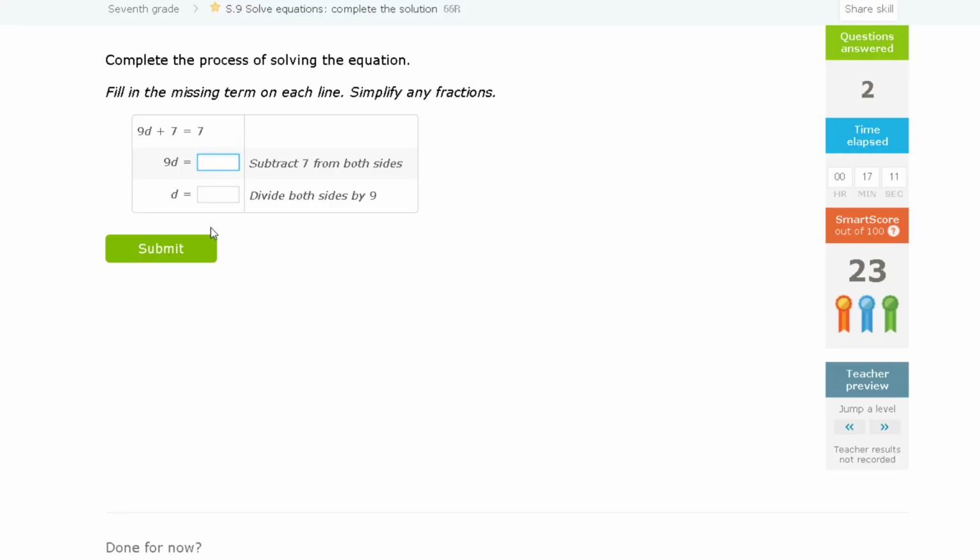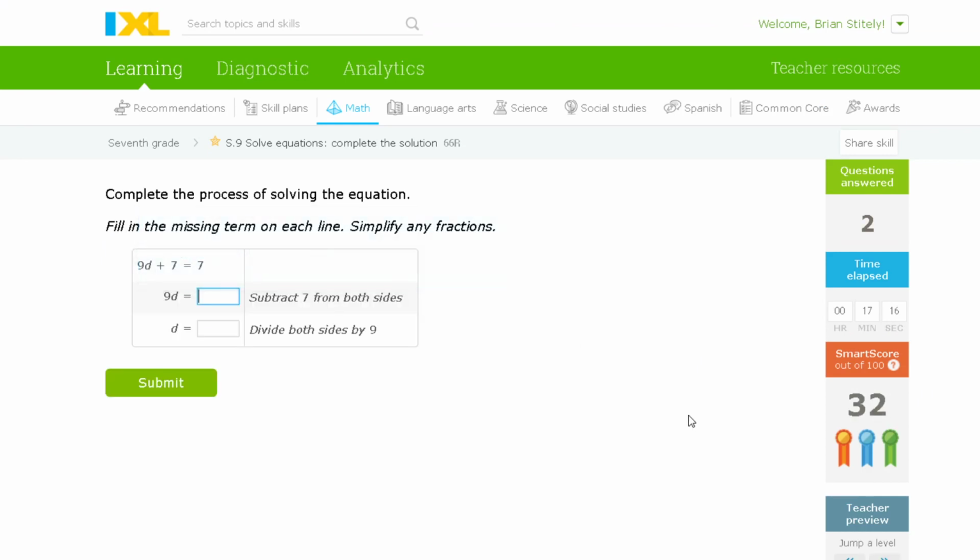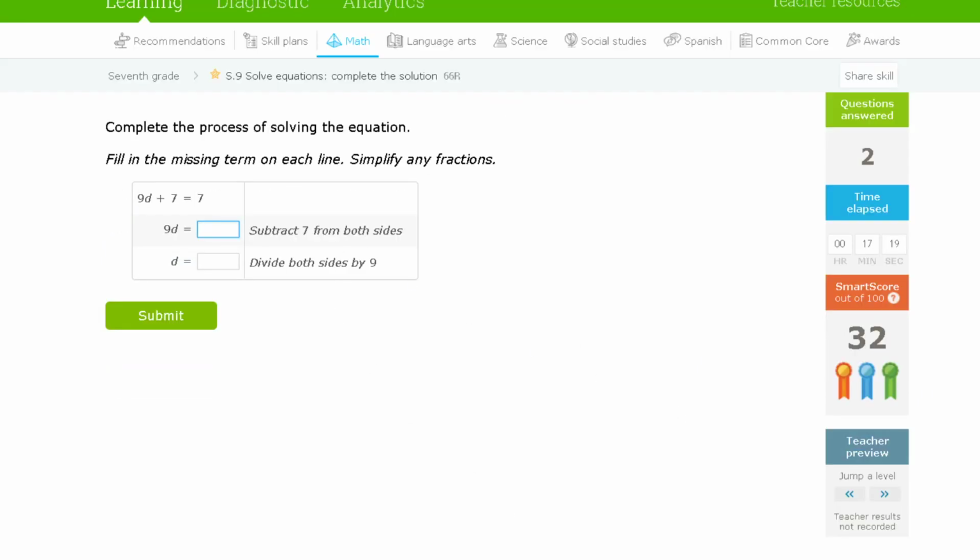Okay, so let's skip ahead. It won't let me. I'll just do it quickly. So we're going to subtract 7 from both sides. So we have 9d plus 7 is equal to 7. Remember, we start off with addition and subtraction. So we subtract 7 away from the left. We subtract 7 away from over here. It just leaves us with 9d. And then we subtract 7 from the right. 7 minus 7 is 0.